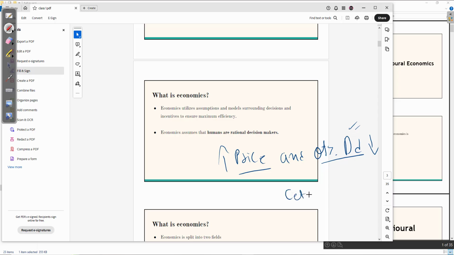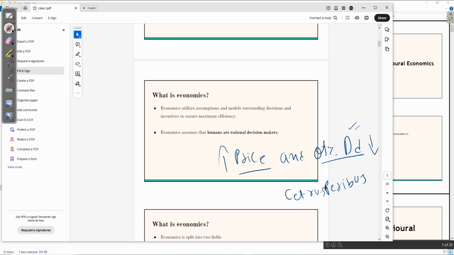Okay, maybe my spellings might be wrong, so you can just use Google to check the spellings, but the idea is ceteris paribus. Ceteris paribus itself means all other factors are constant. Okay, so any model, any economic theory you can choose, it is based on these kinds of assumptions.